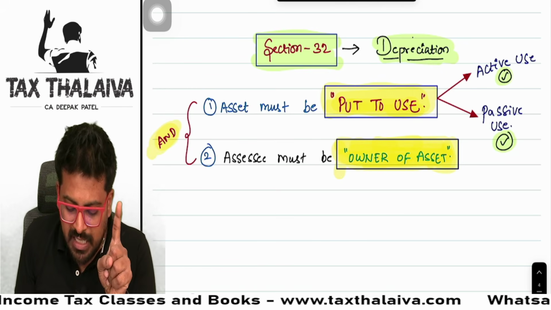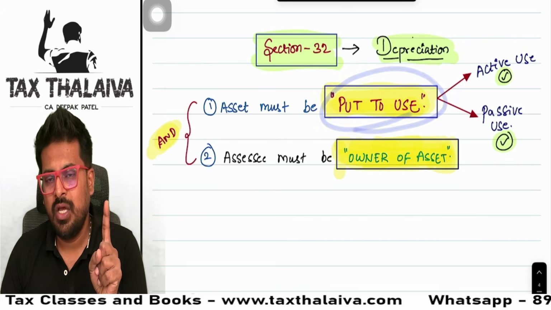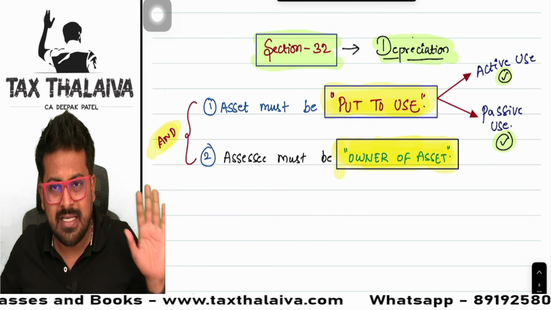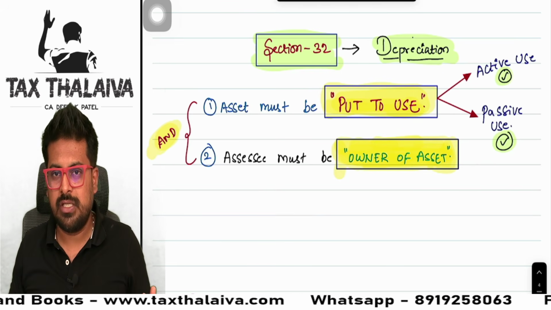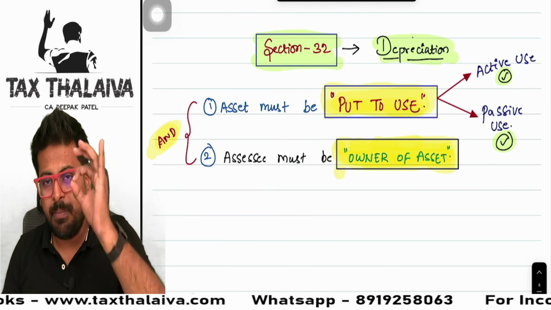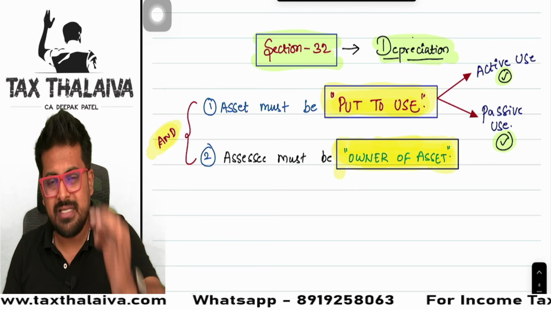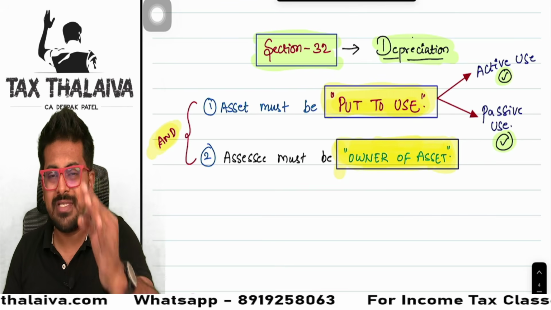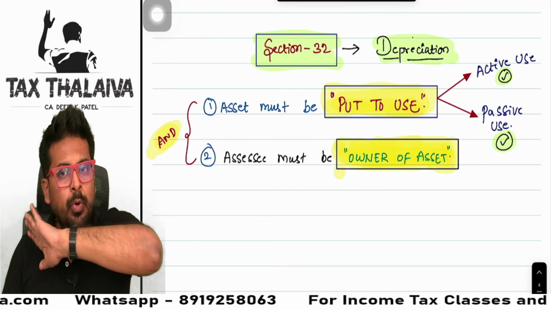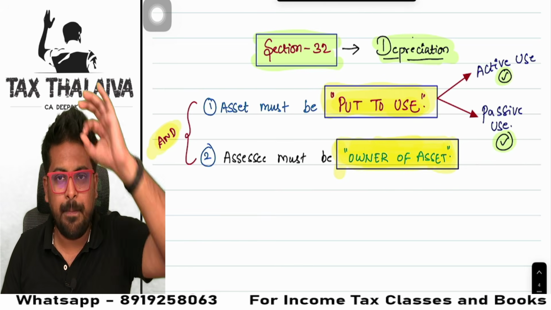Condition number one, the asset must be put to use, guys. Unless you put the asset to use, you cannot start claiming the depreciation. You will calculate the depreciation from the day you started using the asset. Before the asset is put to use, you cannot claim depreciation.